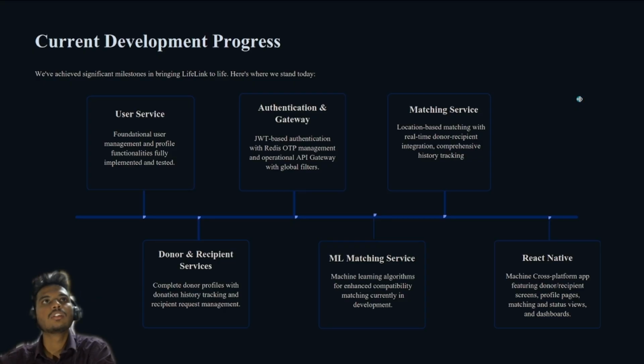Speaking about the current development process, I have developed the entire application. About the user service, I have completely developed and tested. About the backend, I have completely implemented the functionality of user management. About the authentication flows and gateway, I have tested entirely the generation of JWT token, OTP sending, and validation of emails. Everything is tested there. About the donor and recipient services, the core services, I have implemented them. In the machine learning and matching services, I created a batch scheduler, and everything is working fine.